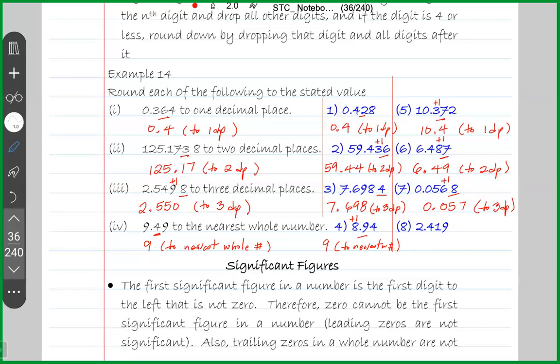Lastly, 2.419 to the nearest whole number. I must consider the digit that is the first decimal place. If the digit I'm considering is 5 or more, I must add 1 to the digit before it. If it is 4 or less, I must drop it and every digit after it. Seeing that the digit I'm considering is a 4, I'm going to drop the 4 and every digit after it. So my answer is 2 to the nearest whole number. So 2.419 to the nearest whole number is 2.